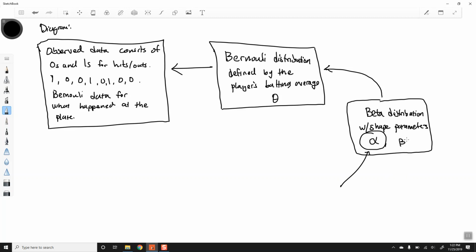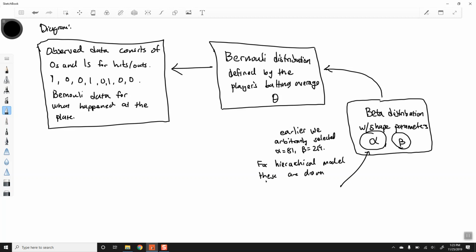Okay, so earlier we had manually set alpha and beta, right? Earlier we kind of arbitrarily selected alpha equal to 81 and beta equal to 219, okay? But for a hierarchical model, these are drawn from a distribution.